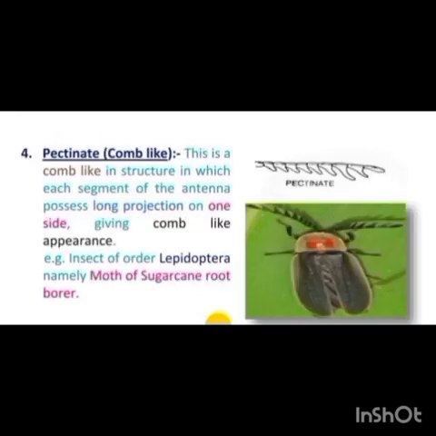4. Pectinate, comb-like. This is comb-like in structure, in which each segment of the antenna possesses a long projection on one side, giving a comb-like appearance, e.g. insect of order Lepidoptera, namely moth of sugarcane root borer. Here is the picture of pectinate type antenna on the right side.